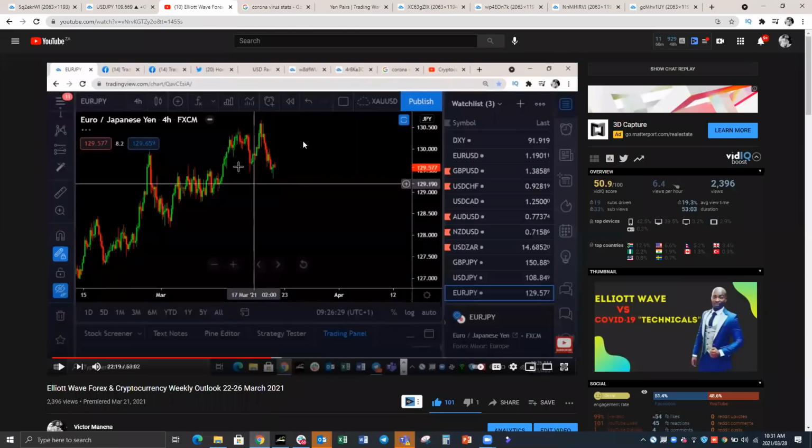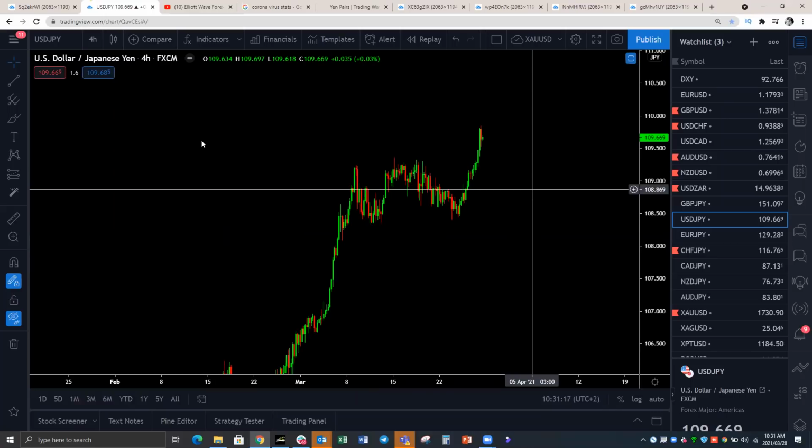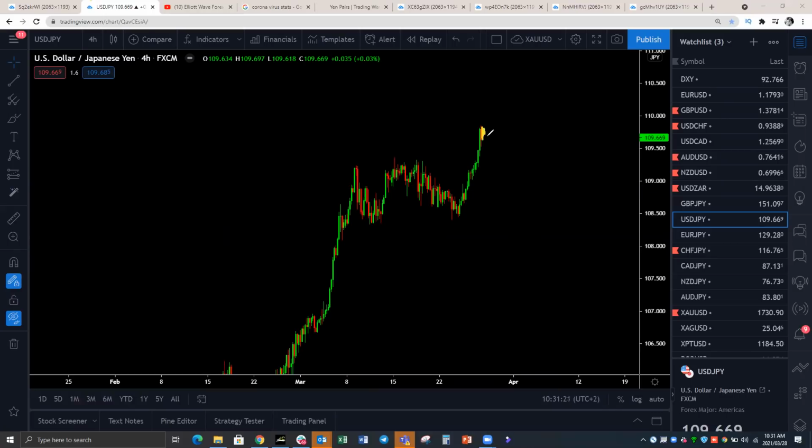Let's resume. Let's go back to our live charts. So this is US dollar yen. This is how it has played out already. As you can see, what were we expecting? We're still expecting more upside. No reversal as yet. We're still going to see more upside on US dollar yen.